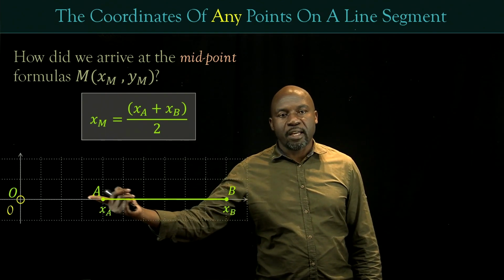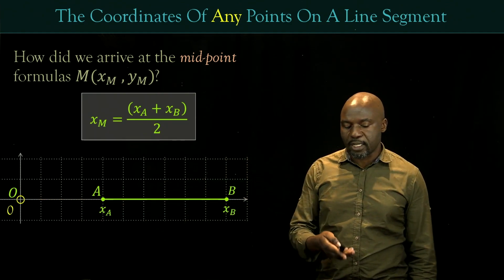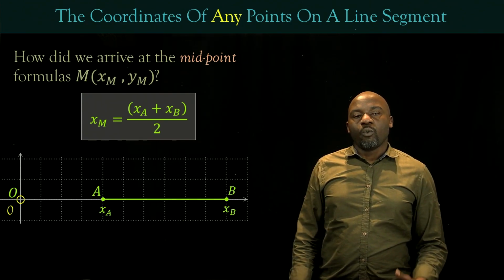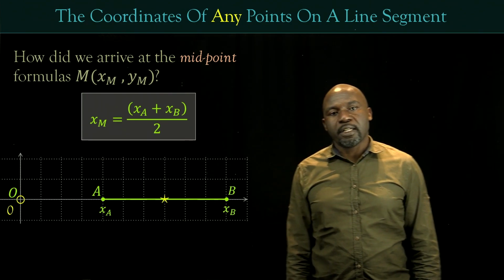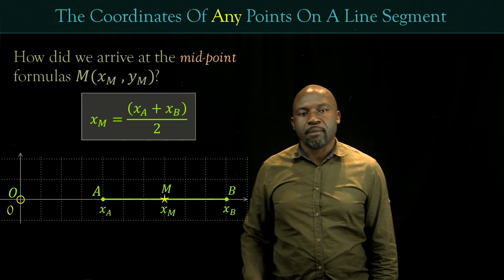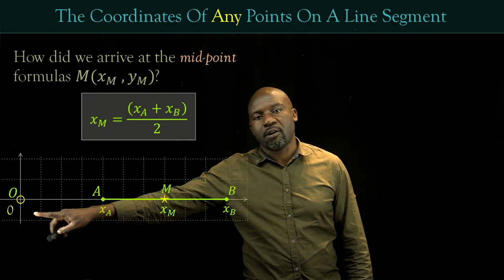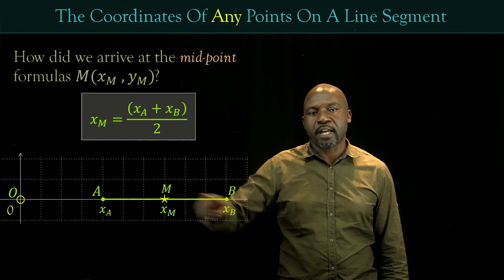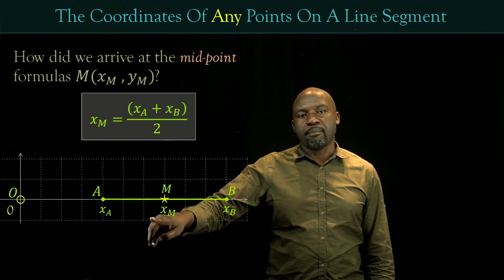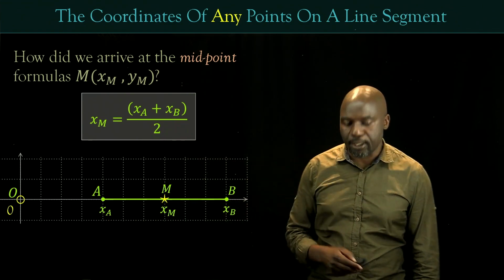Those are the x-coordinates of the endpoints. Since the line is on the x-axis, the y-coordinate is definitely 0, but we are not really interested in the y-coordinate. We are looking for the x-coordinate. Now we want to find the coordinates of the midpoint. Let's call it point M. That coordinate we will refer to as xm. It refers to the distance from the origin all the way to point M. We want to know xm in terms of xa and xb.